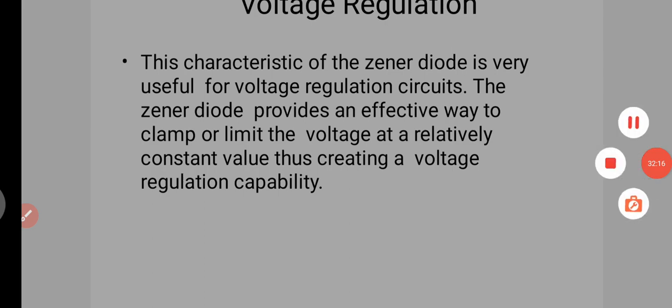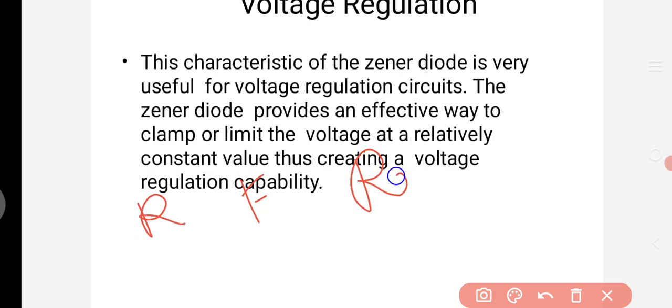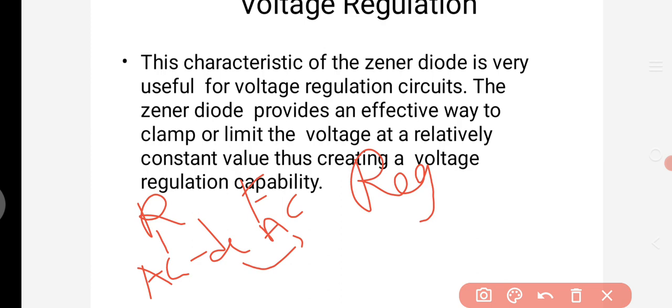So this is about the filter circuits, rectifiers and regulators. Now we will go through the differences between the rectifier circuit, filter circuit and regulator circuit. The rectifier circuit converts the AC to DC, that means pulsating DC. The filter circuit is used to filter out the AC component present in the output of the rectifier. So the AC component is filtered out by the filter circuit, and we can get the DC.